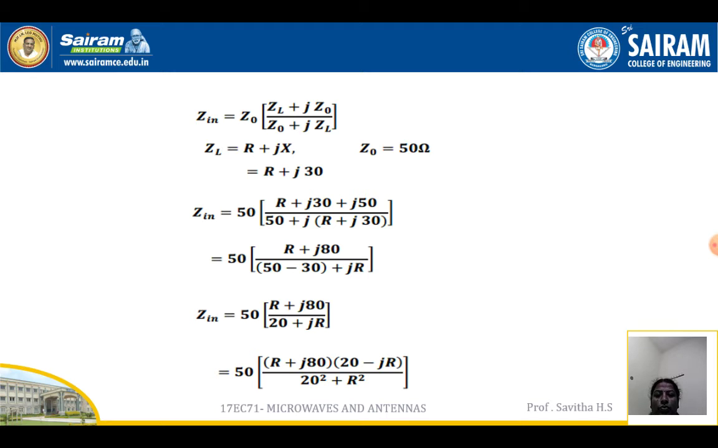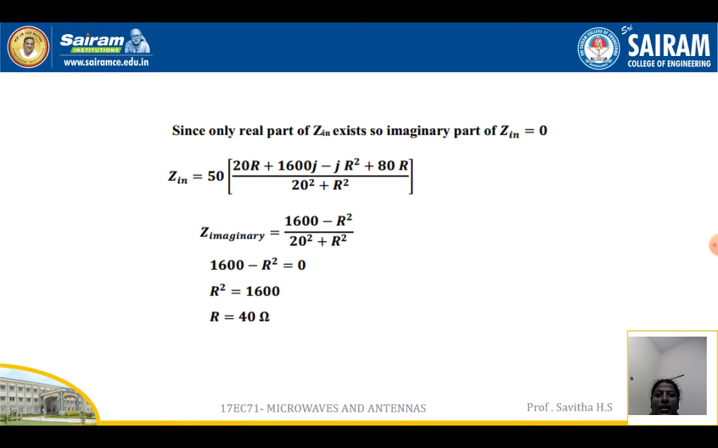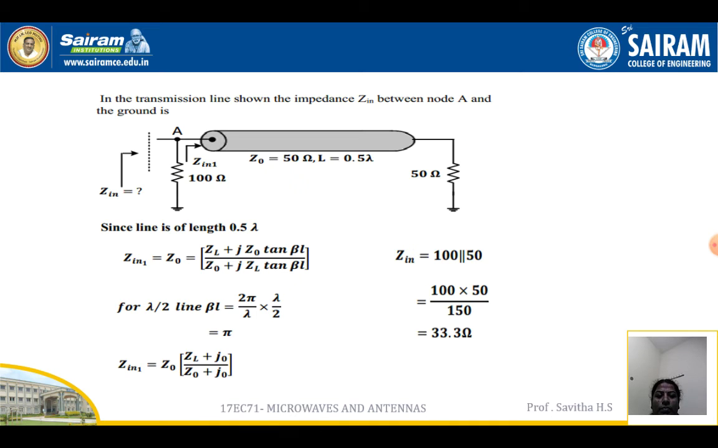So taking the conjugate and separating the real and the imaginary part of Zin, the imaginary part is equal to 0. So the imaginary part is (1600 minus R square) divided by (20 square plus R square), equal to 0. So the R value will be 40 ohms.